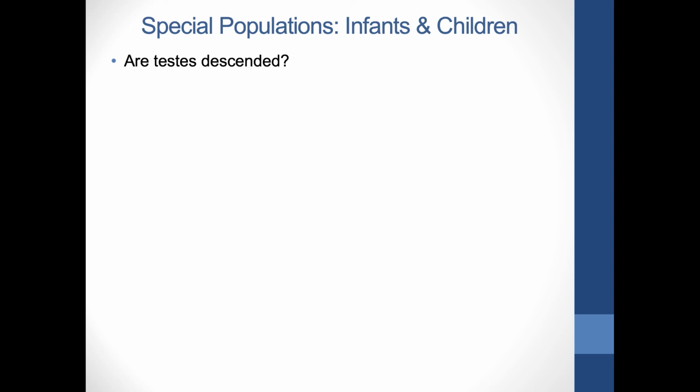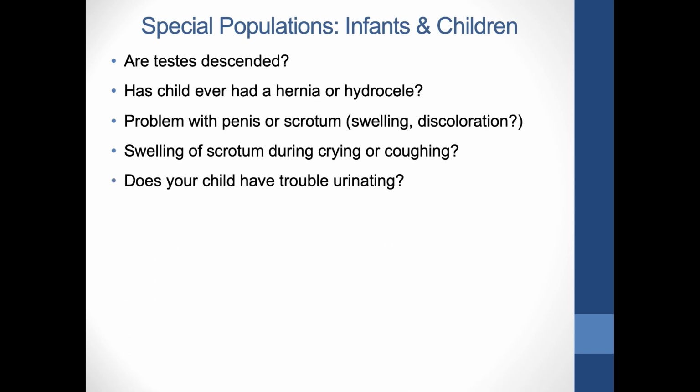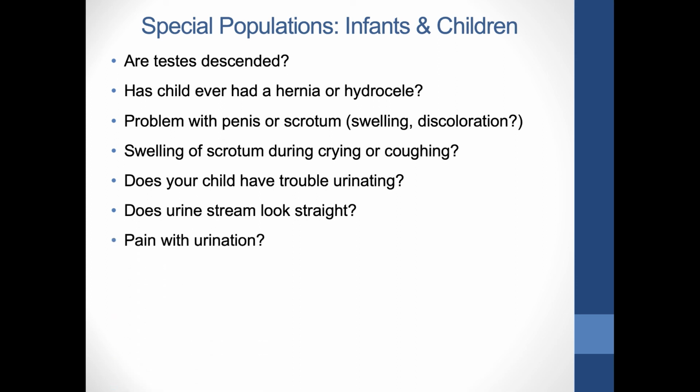Moving on to our pediatric population, we're going to ask if their testes have descended, if they've ever had a hernia or hydrocele, any problems with the penis or scrotum, such as swelling or discoloration. If we have swelling of the scrotum, is it during crying or coughing? Does the child have any trouble urinating? Does the stream look straight? Do they seem to have any pain with urination? Any histories of urinary tract infections?